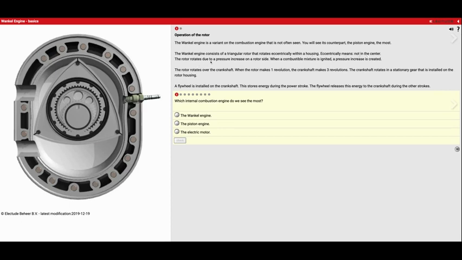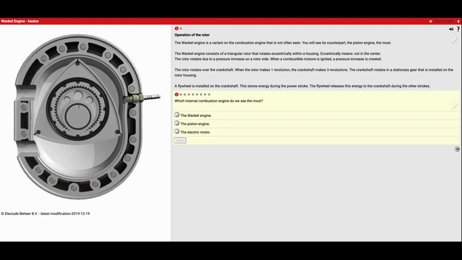The rotor continues to a pressure increase on the rotor side. When a combustible mixture is ignited, a pressure increase is created. And you'll see we got the spark plug right here. We're going to have air and fuel coming in right here, and then we'll eventually have combustion happening in the bottom and then exhaust going out over here.